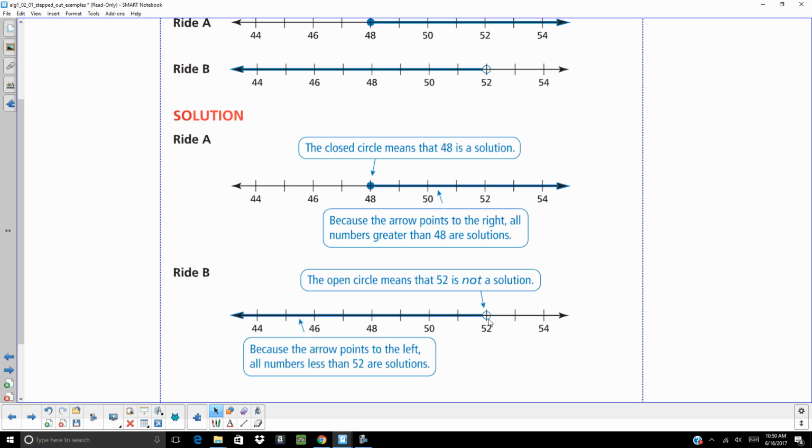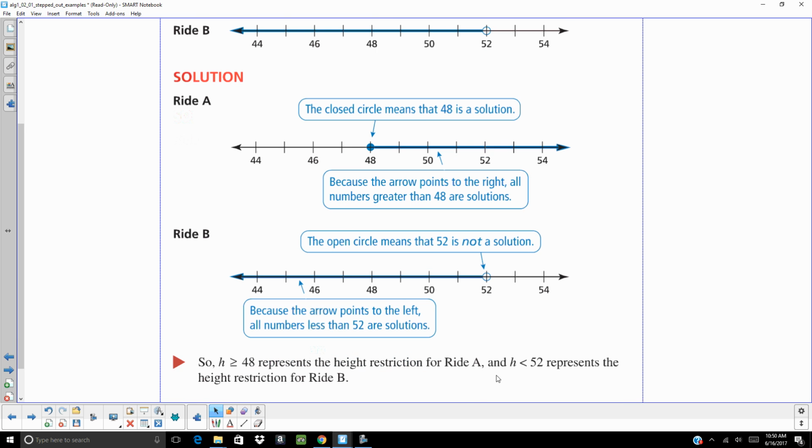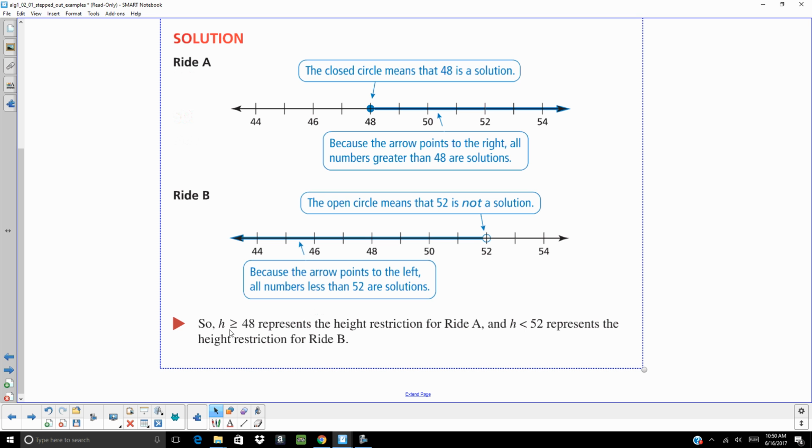On B, it's an open dot, and all the numbers point to the left, so all numbers less than 52 are part of the solution. So h has to be greater than or equal to 48 for ride A, and h has to be less than 52 for ride B.